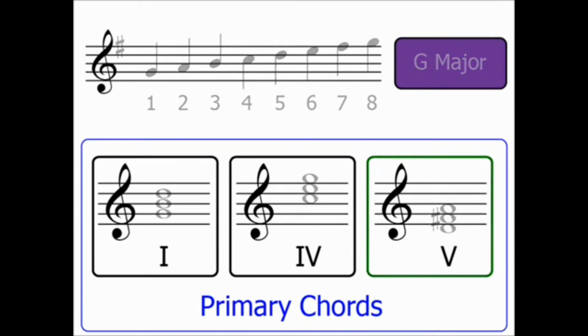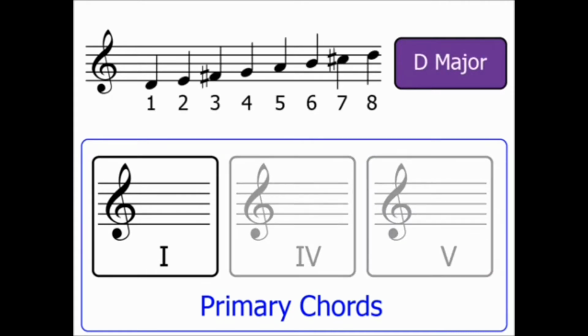Okay, let's look at one final key before we end, D major. Here's our scale, and as ever I've numbered all of the notes. Notice how there is an F sharp and a C sharp in D major. Therefore, it's really important that in any chord we put together in D major, there will be C sharps instead of Cs and F sharps instead of Fs. Let's look at each of the primary chords one by one.